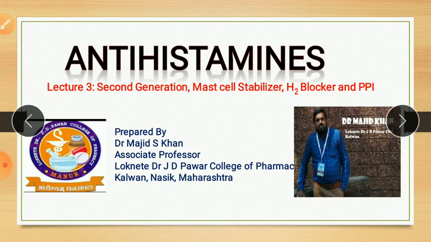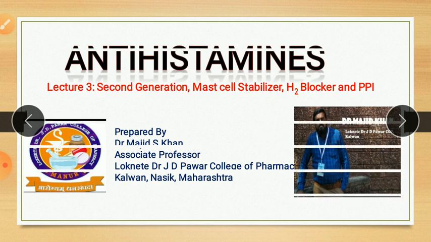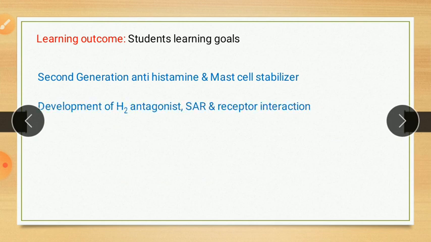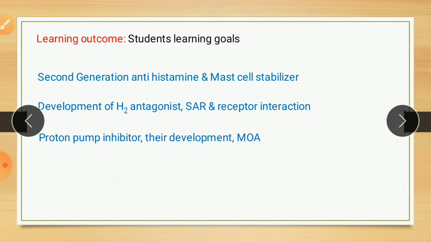So in this video, that is in lecture 3, we will cover second generation antihistamine, mast cell stabilizer, H2 blocker and proton pump inhibitor. Learning goals: the student will learn second generation antihistamine and mast cell stabilizer, their mechanism and drugs. Then development of H2 antagonist, SAR and receptor interaction of H2 antagonist, proton pump inhibitor and their development and mechanism of action.